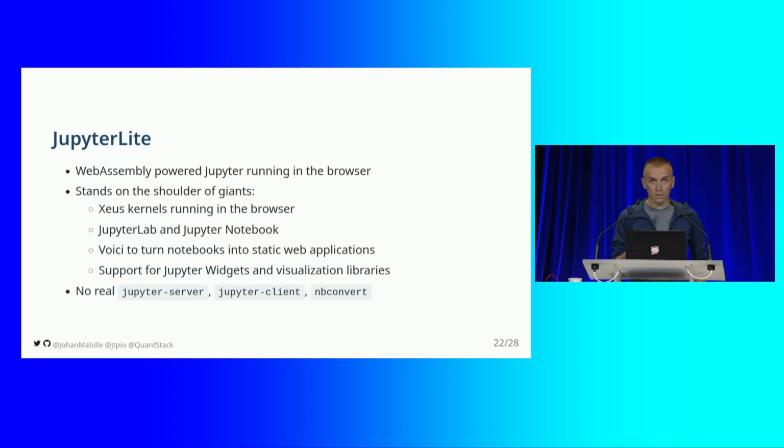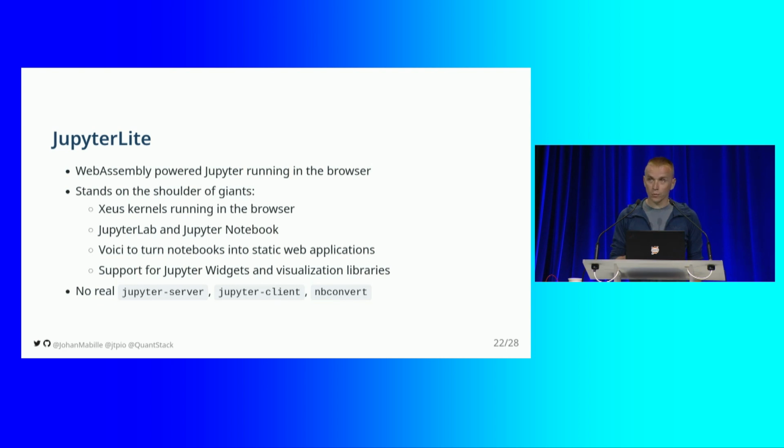But JupyterLite is, in the end, just standing on the shoulders of giants. For example, the kernels: the Xeus kernels are written in C++, and C++ compiles well to WebAssembly, so they can run in a browser. When it comes to the interfaces, JupyterLab and Jupyter Notebook are also part of JupyterLite. There is also Voici, which is a version of Voila, but also running in a browser. And Jupyter Widgets are also compatible with JupyterLite. However, some packages are not there. So there is no Jupyter server, like the one you are used to.